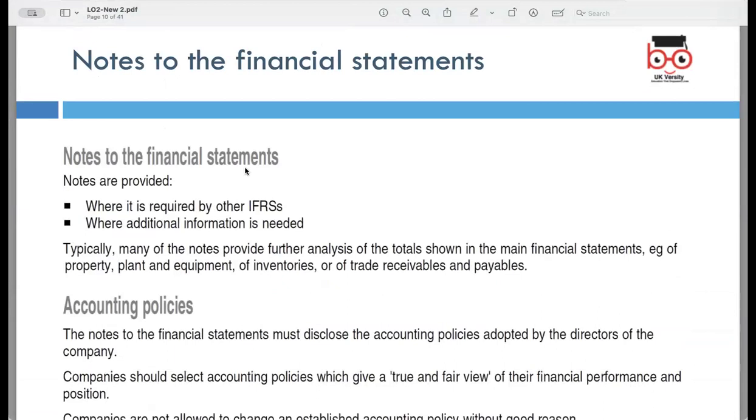Okay, so notes to the financial statements. The notes to the financial statements play a critical role in providing a complete and transparent view of a company's financial health. These notes are required by various international financial reporting standards and serve to offer additional information that cannot be fully disclosed in the main financial statements.